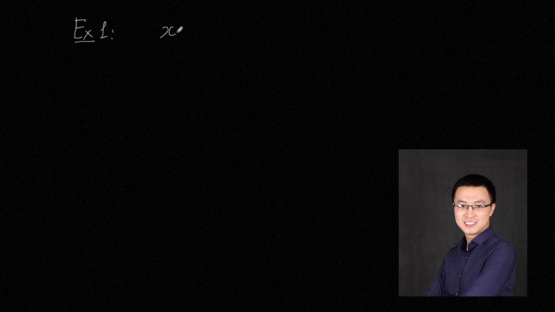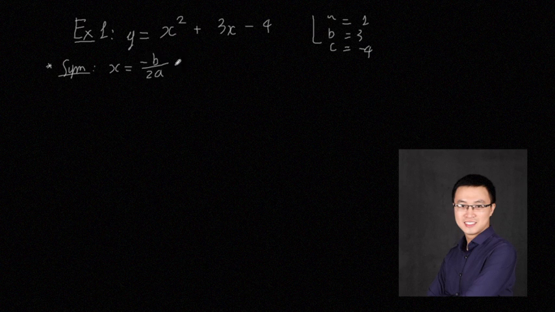Example 1. I will draw the graph of x squared plus 3x minus 4. In the first step, I identify a, b and c. You have a equal to 1, b equal to 3, and c equal to minus 4. So the first step, I will identify the symmetry line. The symmetry line has the formula minus b divided by 2a. So we have minus b divided by 2a, minus 3 divided by 2.